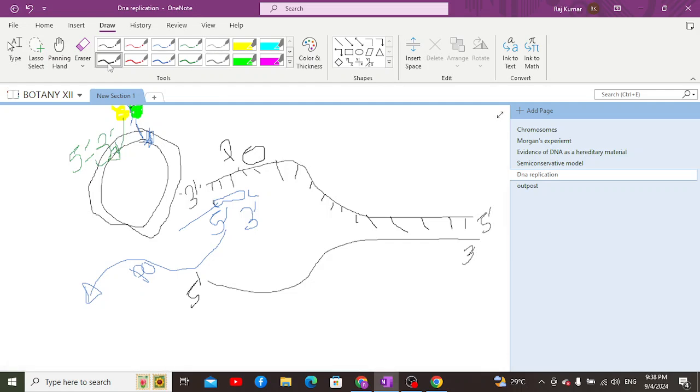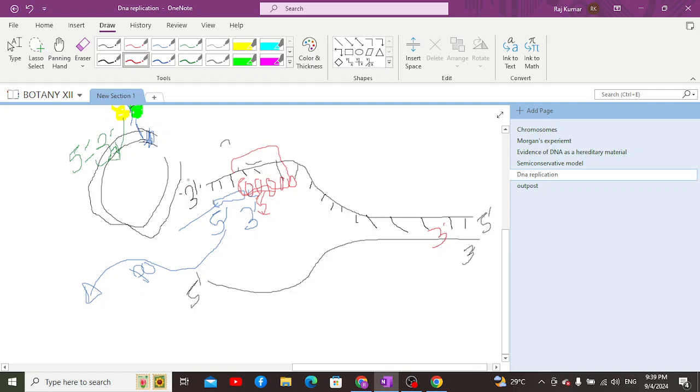comes over here. Let us give a new color to DNA polymerase 3. So let's say this is DNA polymerase 3, and over here DNA polymerase 3 will add the complementary nucleotides. It will create the complementary daughter strand, which would be anti-parallel to the parent strand and parallel to the primer.